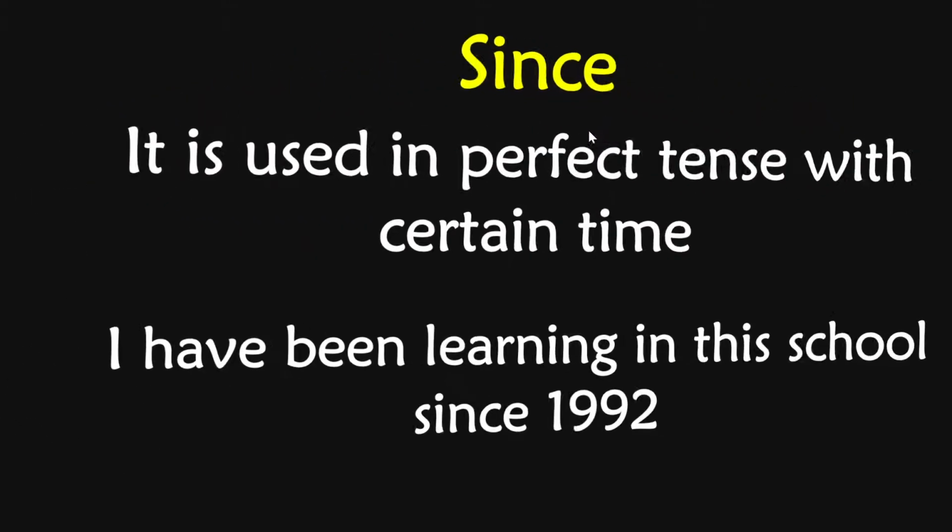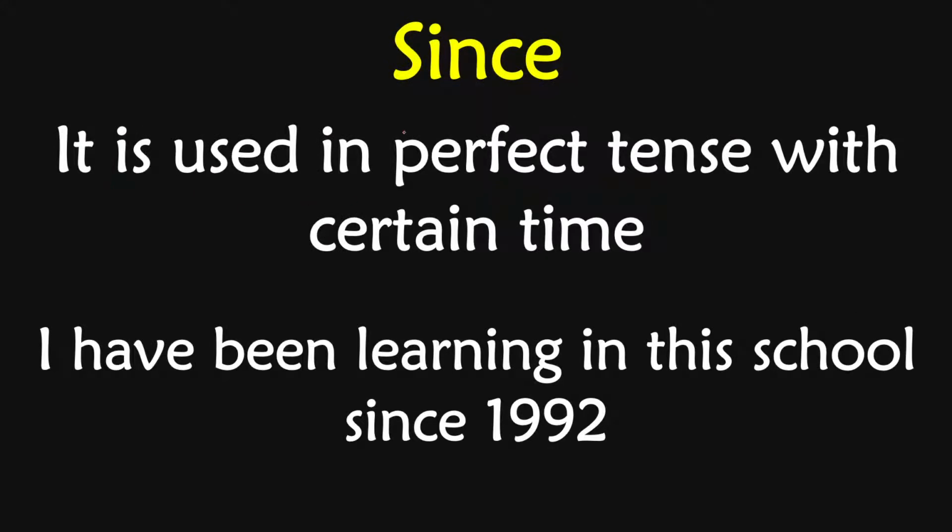Let's learn next, since. This is the preposition. It is used in perfect tense with certain time. Let's learn through the example: I have been learning in the school since 1992. Or you can say, I am living in Pune since 2001. To show the certain time period, you can use since as a preposition in the particular sentence.